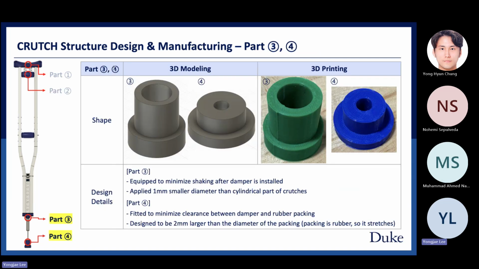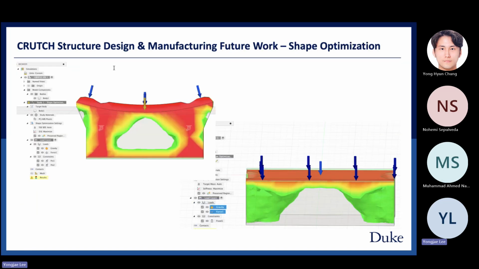Parts 3 and 4 are applied to ensure that the damper and rubber packing are secured without shaking, respectively. Next, it is the result of shape optimization in Parts 1 and 2. The analysis was conducted by applying the same conditions as when using crutches in practice, and it was found that shape optimization is possible for the middle part of each part as shown in the figure.